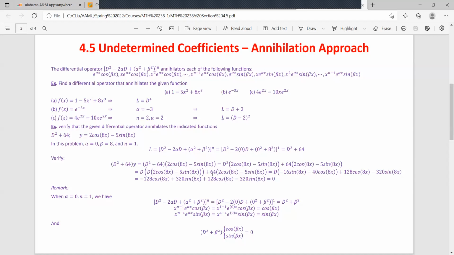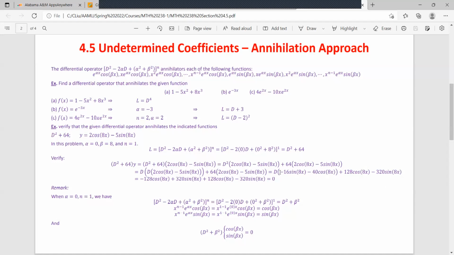And you can also distribute the 64 on this function term by term. So we get 64 times 2, which is 128 cosine 8x, minus 64 times 5 sine 8x, which is 320 sine 8x.